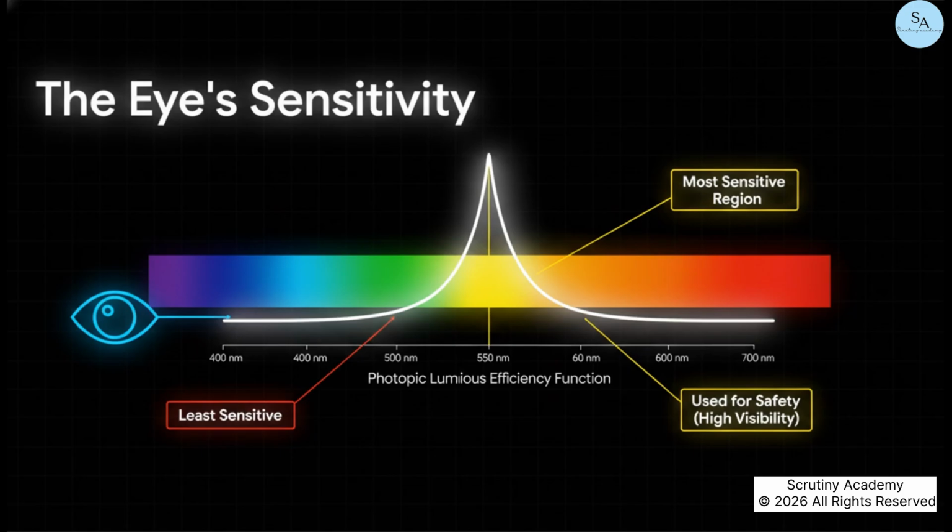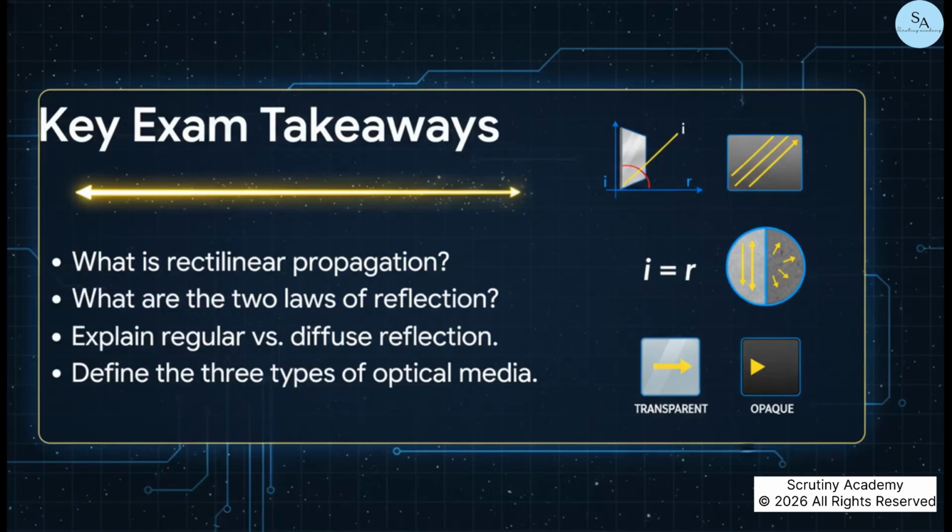Pretty neat, huh? All right, let's do a quick recap of the key takeaways for any exams. Make sure you can define rectilinear propagation. You absolutely have to be able to state the two laws of reflection. You should know the difference between regular and diffuse reflection, and finally, be able to define the three types of media: transparent, translucent, and opaque. Nail those and you'll be in great shape.